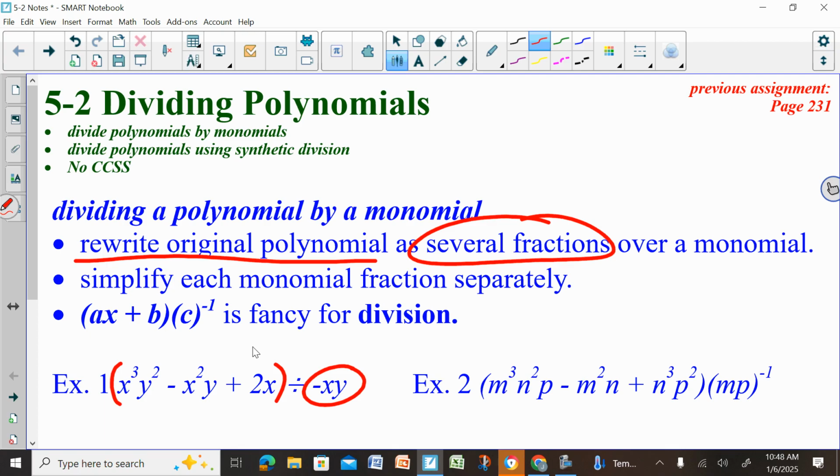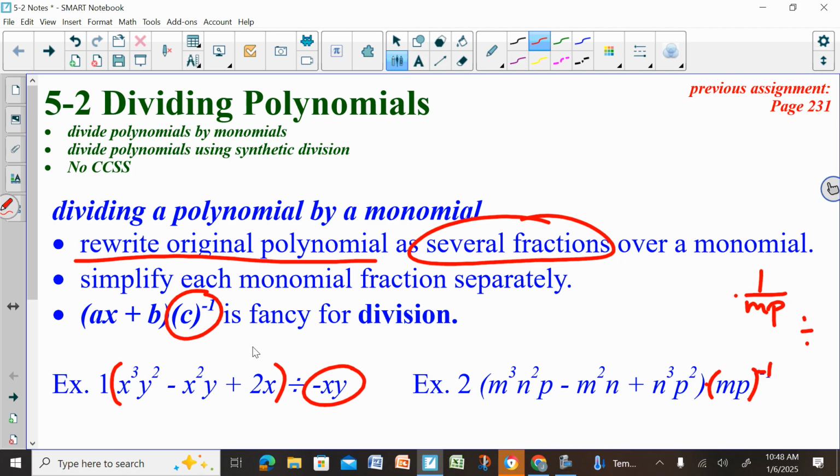Example 2 is showing a new way of looking at division. So it's saying multiply by that number to the -1 power. Well, in 5-1, we learned that anytime you raise something to the -1 power, it flips it. So what you're really multiplying by is the reciprocal. And when we multiply by the reciprocal, that's really division altogether. So it's just a fancy way to write down division. You're not multiplying at all. Well, you are, but you're going to multiply by the reciprocal. So anytime you see that little symbol with the -1, that just means you're dividing by that term.